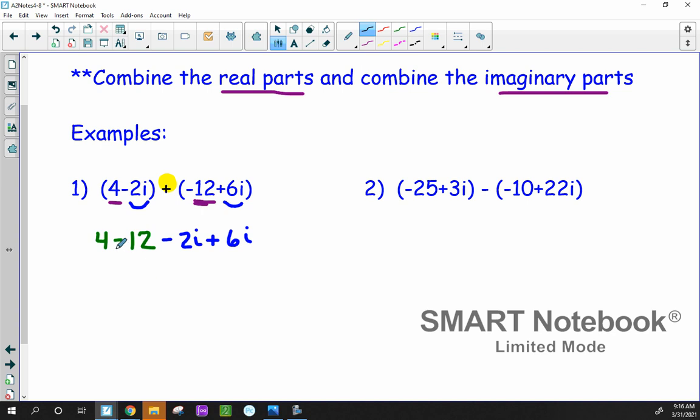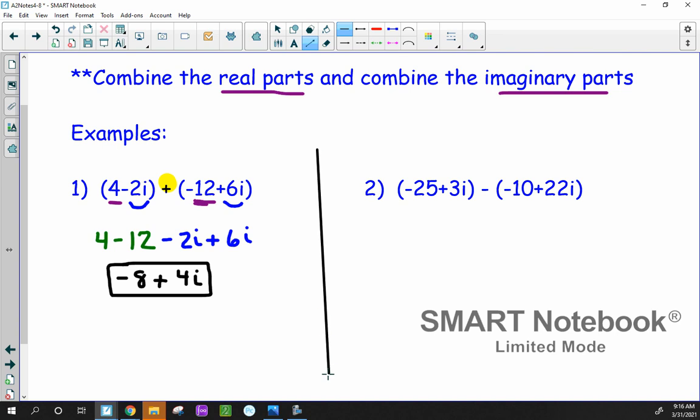From here, you're going to do 4 minus 12, and that answer is going to be negative 8. Then you're going to put negative 2i and a positive 6i together, and that's going to give you a positive 4i back. And so the sum of this problem is negative 8 plus 4i. You can see my answer is a complex number. This is the real part, and this is the imaginary part. Okay, so addition questions are very straightforward. That's the amount of work you'll need to show.